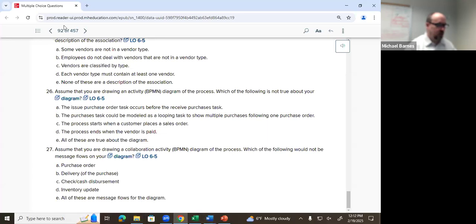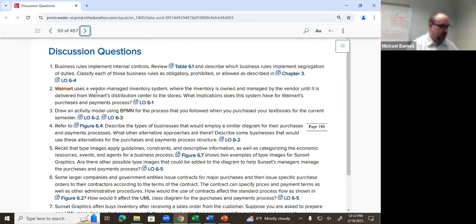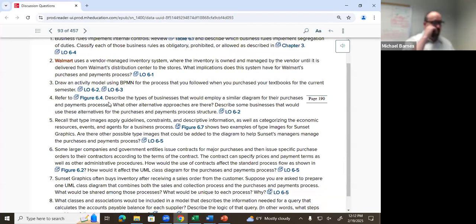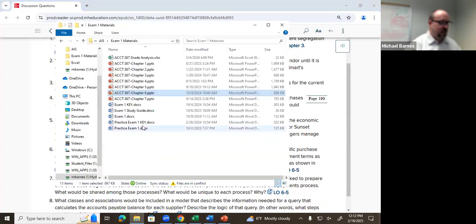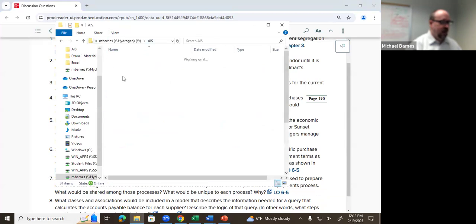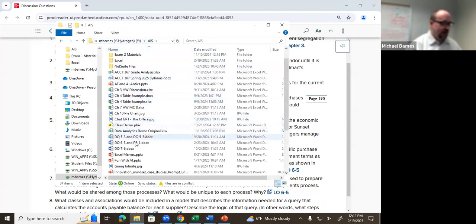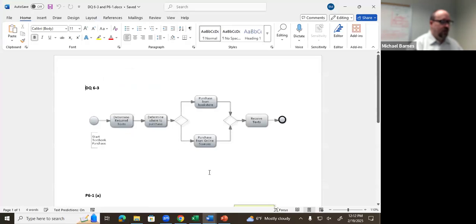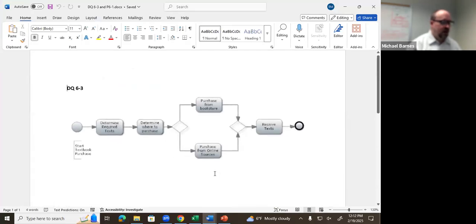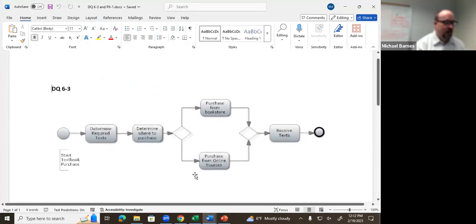Moving on. Discussion question number 3. Draw an activity model for BPMN using the process you followed when you purchased your textbooks in the current semester. All right. So let's just go ahead and look at a very basic diagram of this. See what y'all think. See if you think of the accuracy of the diagram. So again, the goal here is not to have exactly what I wrote down, but to have something that's intuitively sensible.